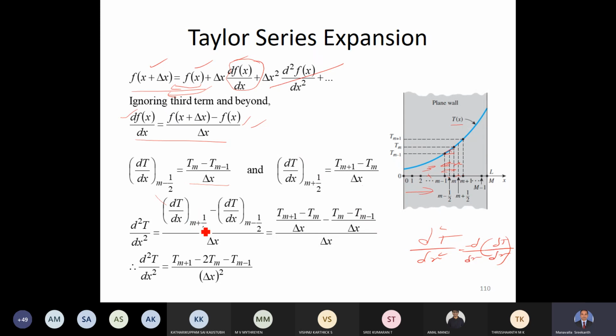Now, dT by dx at m plus half is available for us here, so this one. And dT by dx at m minus half is available here. So this minus this, divided by delta x. If you simplify this, it becomes d square T by dx square equals (T_m+1 minus 2T_m plus T_m-1) divided by delta x square. So this is d square T by dx square at m.